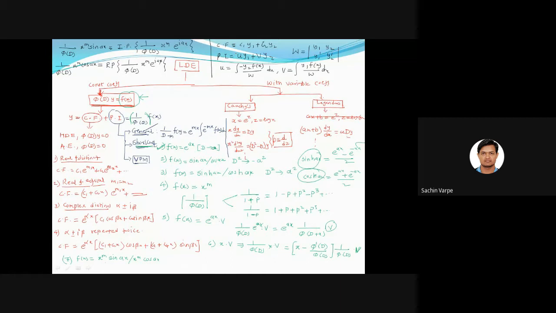Is this clear? Is this clear to everyone? Yes, sir. If you have any doubt in any of these methods, you can ask me in the tutorial hour on Monday. Okay, I'll be explaining those.